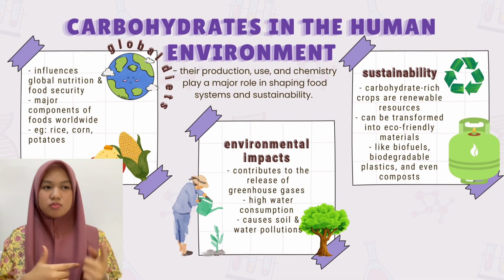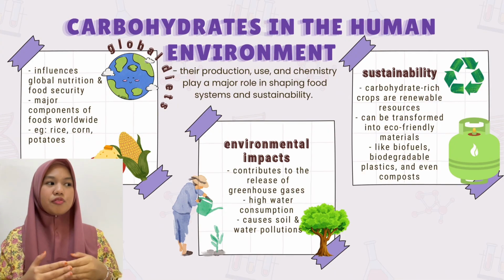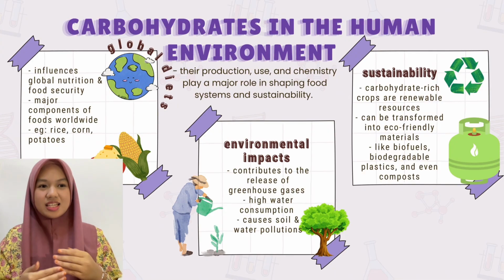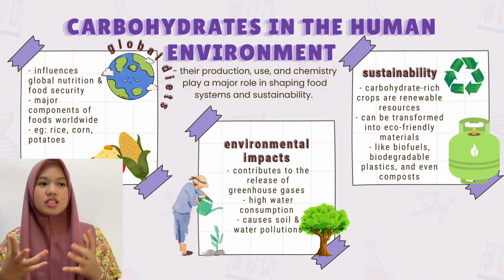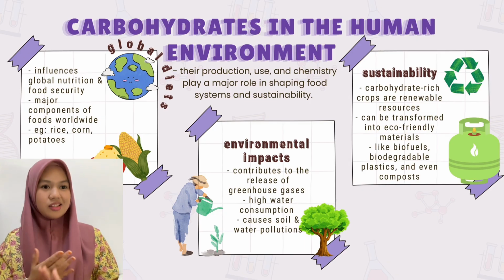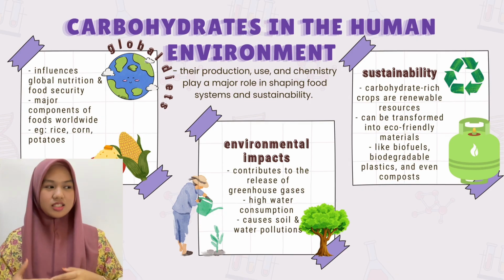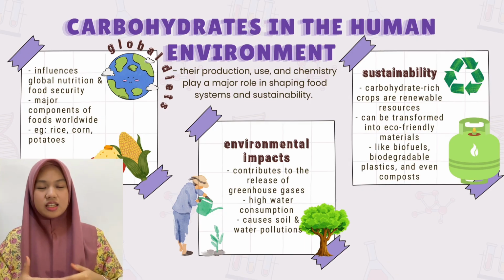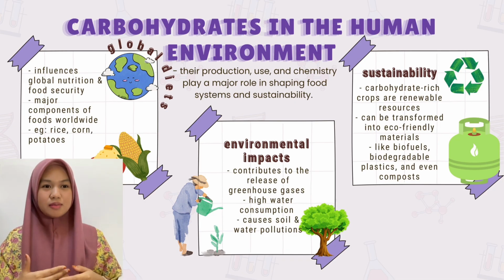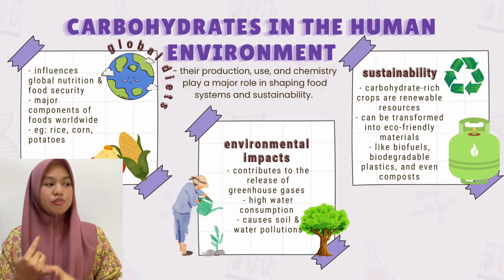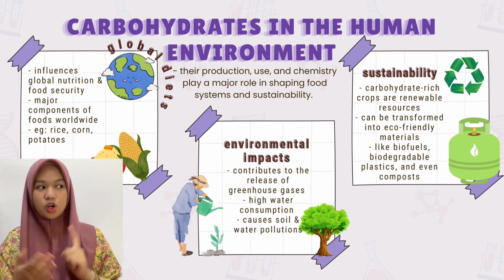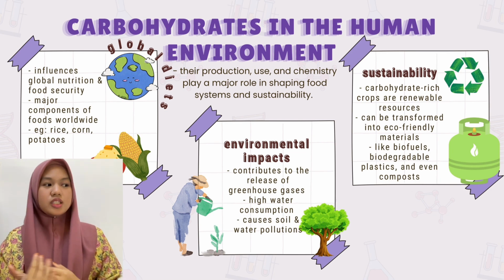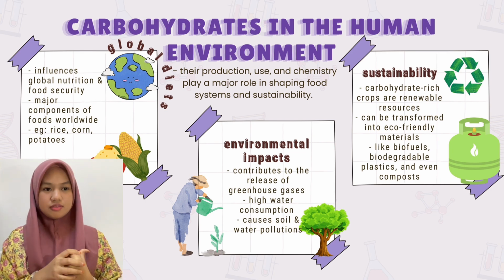The last one is that it causes soil and water pollution. This is because, as mentioned before, when pesticides or inorganic fertilizers are used, they damage the land and the water underneath the ground. So the last one is sustainability. This is because carbohydrate is a renewable source and can be transformed into many types of eco-friendly materials like biofuels, biodegradable plastics, and even compost. In the human environment, it will be explained more by my other friends later.